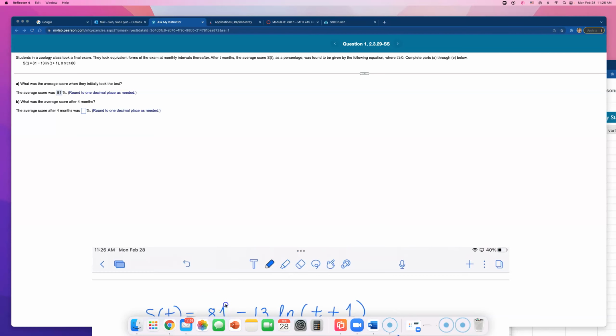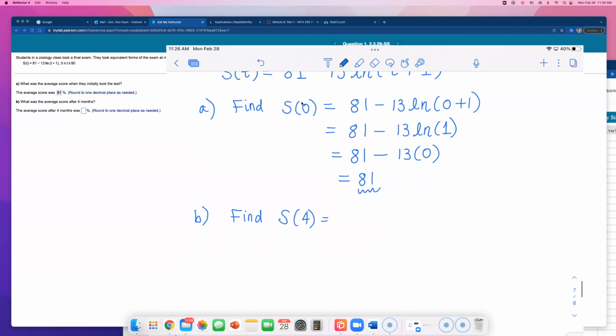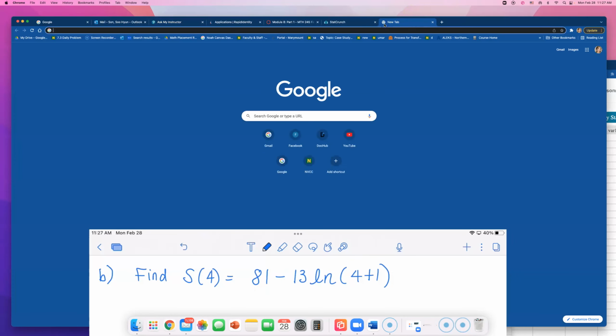The second question is asking, what was the average score after 4 months? All right, I will need to find S of 4. I gotta plug in 4. And for this one, I will need a calculator. I will do 81 minus 13 times natural log of 4 plus 1. That's gonna be an ugly decimal. So let me go type this into a Desmos scientific calculator real quick, okay?